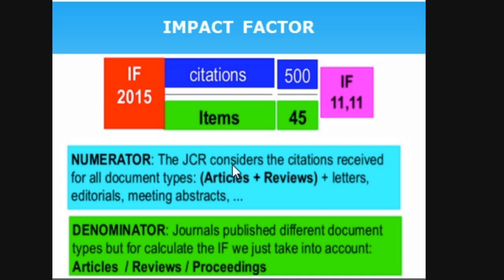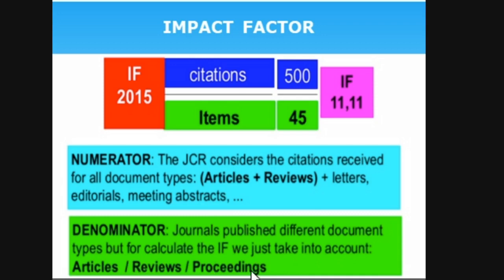Whenever you get a mail from a publisher or about an article, please check whether it is an original journal or a fake. Anyone can claim I am 5, I am 6 impact factor. That is not true, so you have to check those journals in JCR. JCR considers the citations received for all document types, like articles, reviews, newsletters, abstracts, and everything. The denominator is the journal's published documents, but to calculate impact factor, they just take articles, reviews, and proceedings.